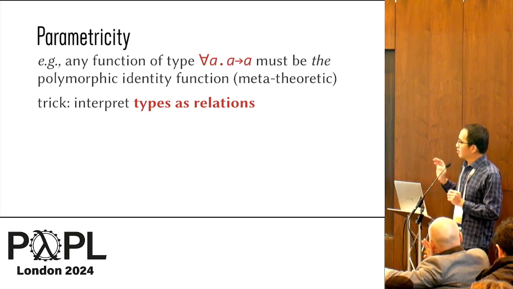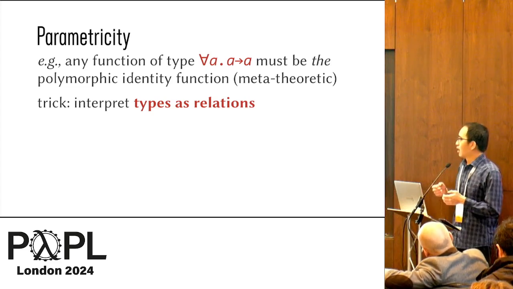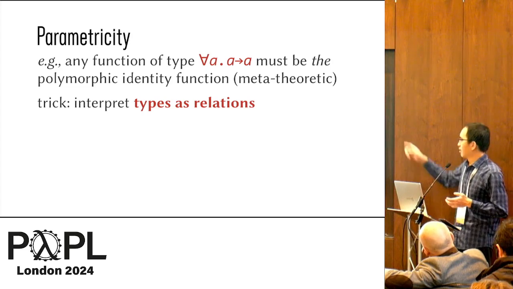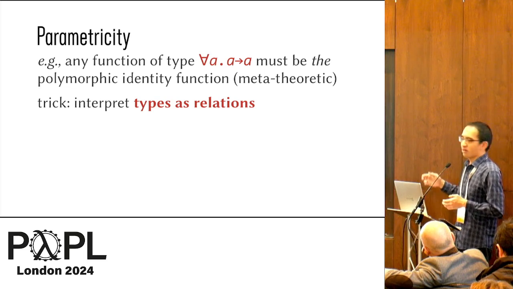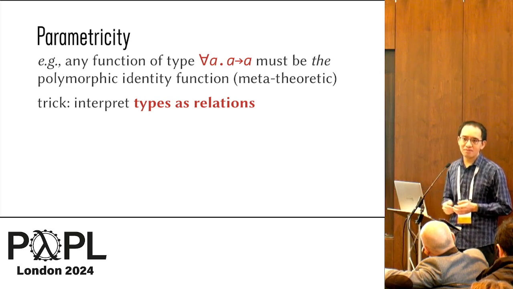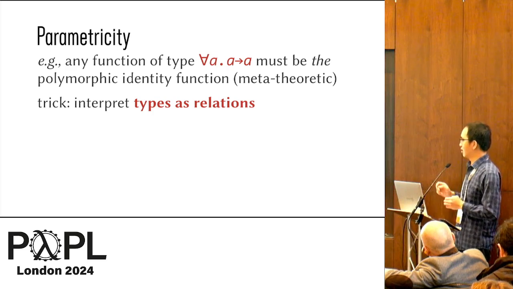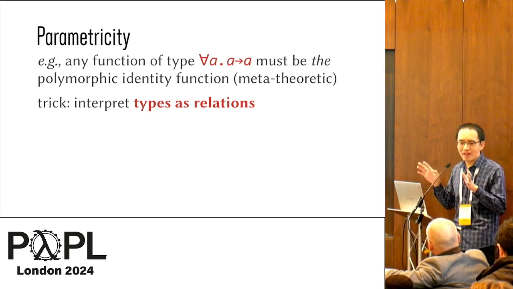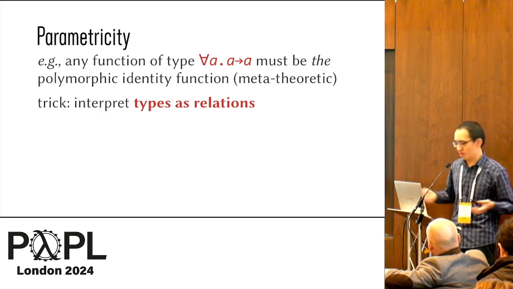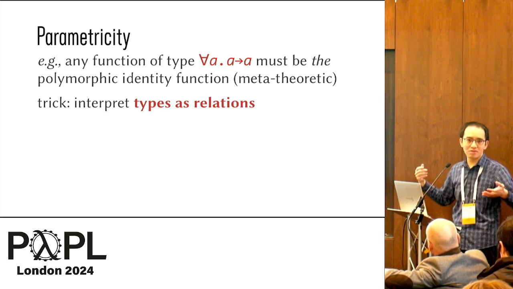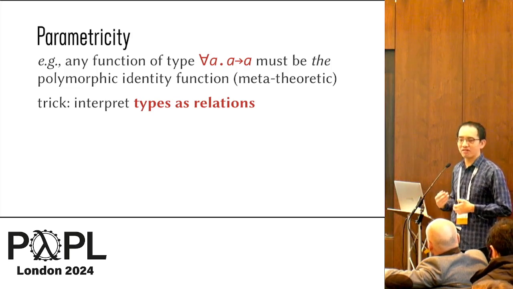One interesting thing that you can prove using parametricity is that any function of type for all A, A to A, where A here stands for a type, must be the polymorphic identity function. Okay, that's the only solution. The idea is that because you cannot really see what A is, the only thing you can do is get the input of type A, which is something unknown, and then return it. And you can prove that that's the only case.